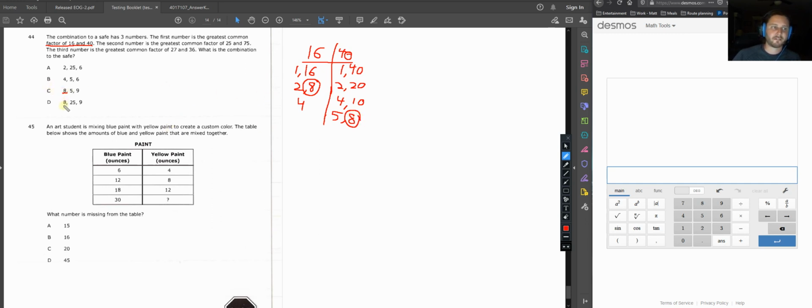So far, it's either going to be C or D. A and B are eliminated. Yes, you could divide 16 and 40 by 2, but that's not the greatest factor they have in common. Same thing for 4. You could divide them both by 4, but you can divide them both by 8 instead, which is larger.